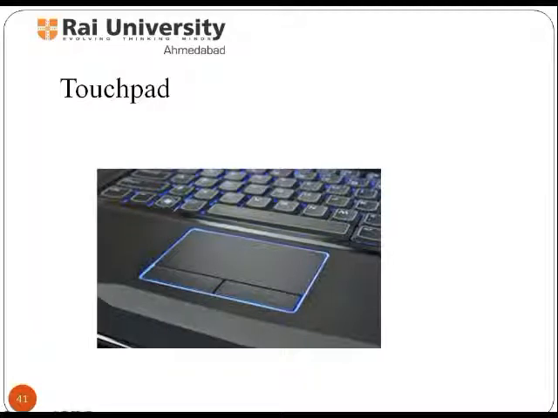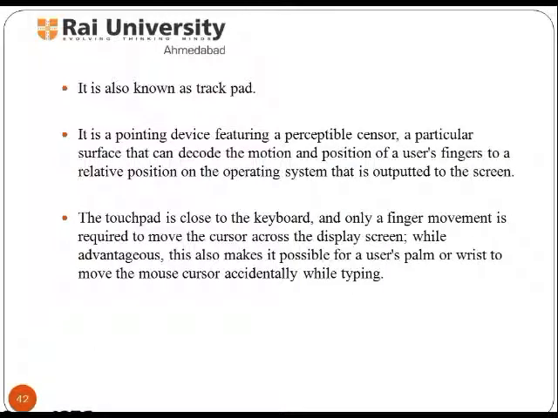What is a touchpad? A touchpad is a pointing device featuring a tactile sensor and a particular surface that can decode the motion and position of a user's finger to a relative position on the operating system that is outputted to the screen. A touchpad is close to the keyboard and only a finger movement is required to move the cursor across the display screen. This also makes it possible for the user's palm and wrist to move the mouse cursor accidentally while typing. It is also called a trackpad.